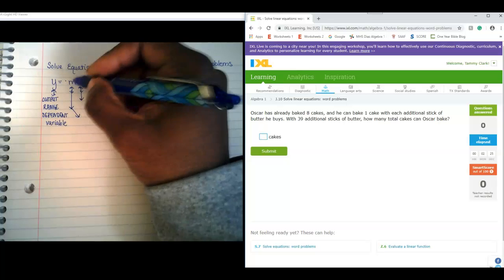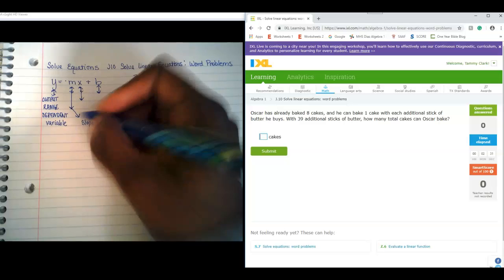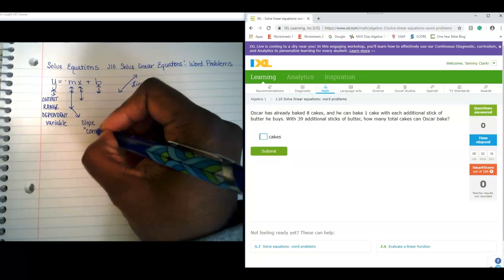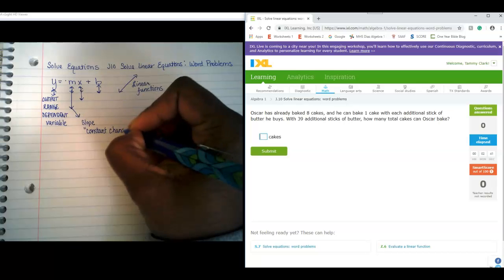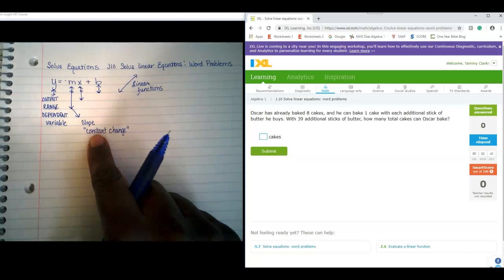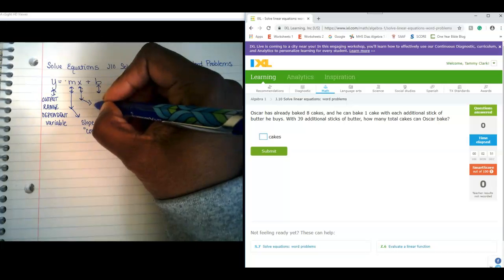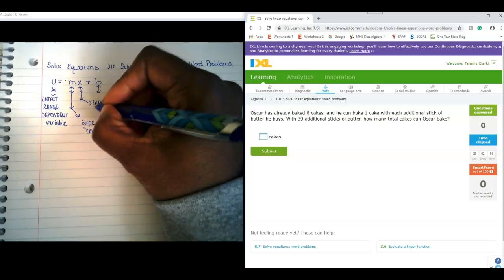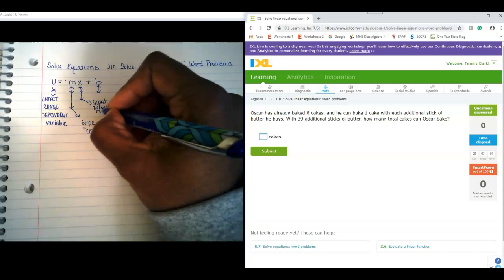Now, this m is called the slope, and it is the constant rate of change, or let's just call it the constant change. In other words, it happens over and over again, but the number never changes. And then we have x, which is our input, our domain, or our independent variable.